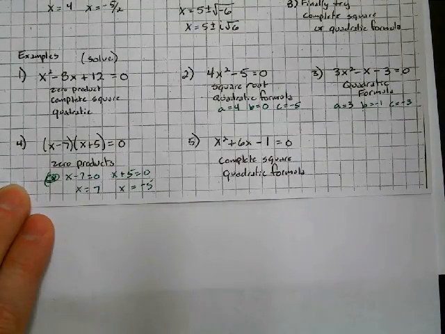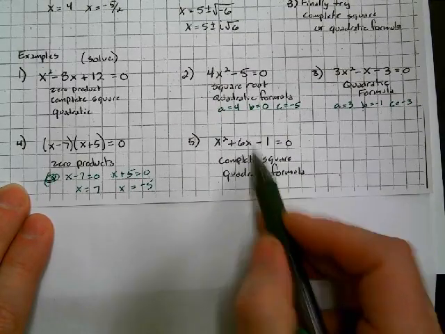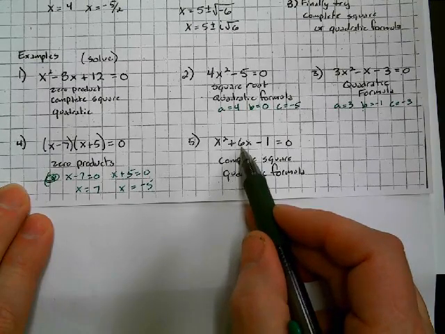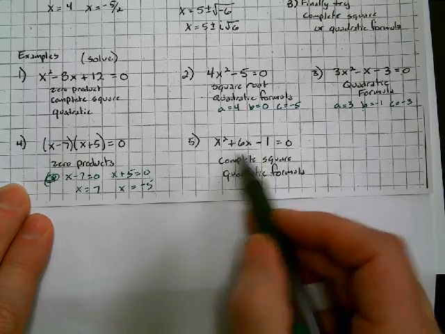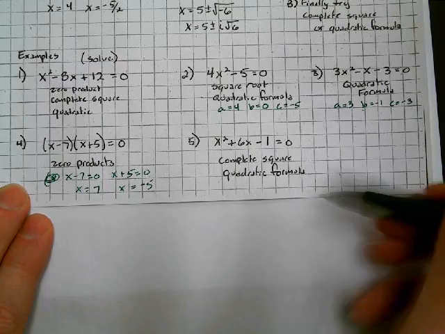All right, last one. Now this one, there is nothing that multiplies to give us -1 and adds to give us 6. So it doesn't factor. We can't use the zero products property. It has a bx term, so I can't use the square root method. So I'm down to completing the square or the quadratic formula.